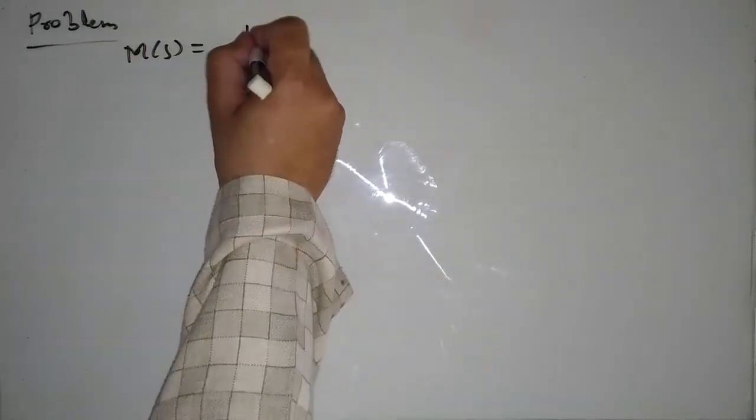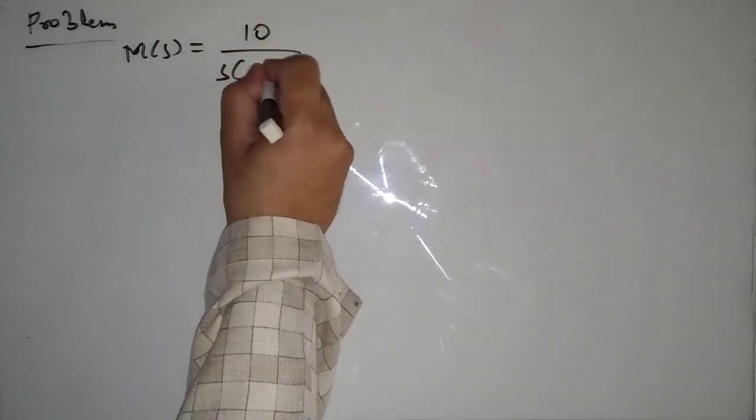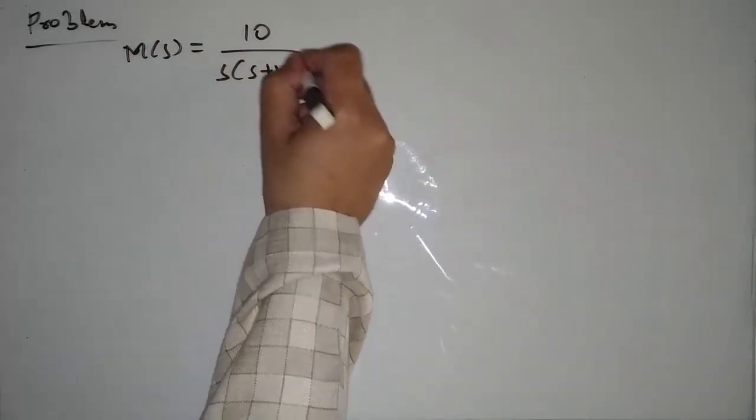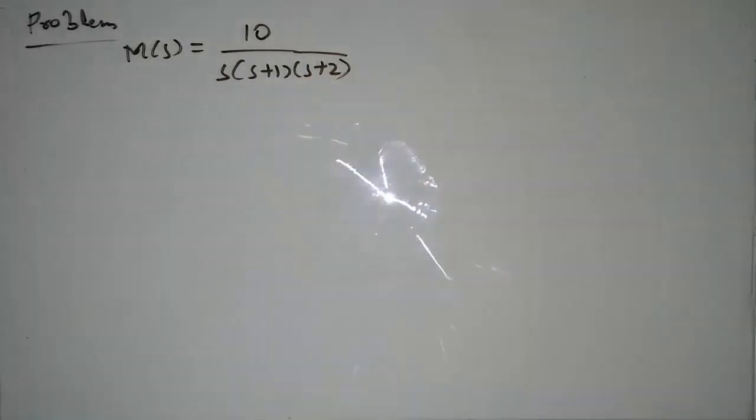So let us say we have a function given as M(s) equal to 10 upon s into s plus 1 into s plus 2. We are required to draw the polar plot of this function. If we follow the rules that we just studied, rule number 1 says to first ensure that this is given in time constant form. Since this function is not given in time constant form, you will have to convert it first.